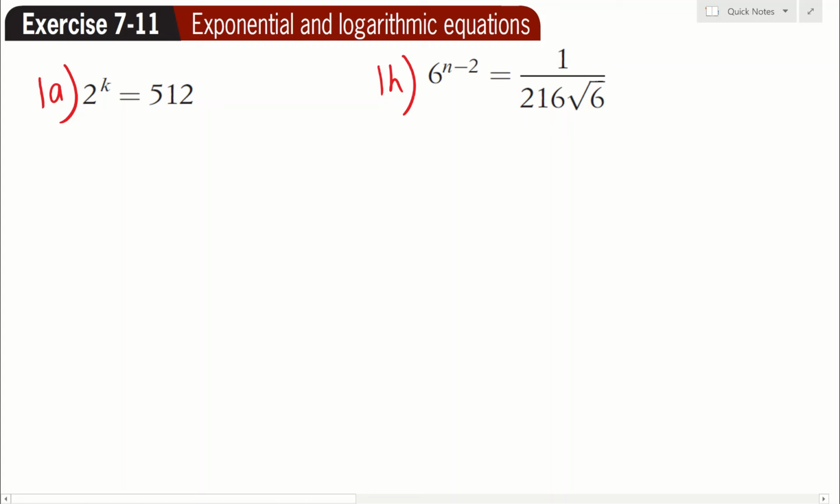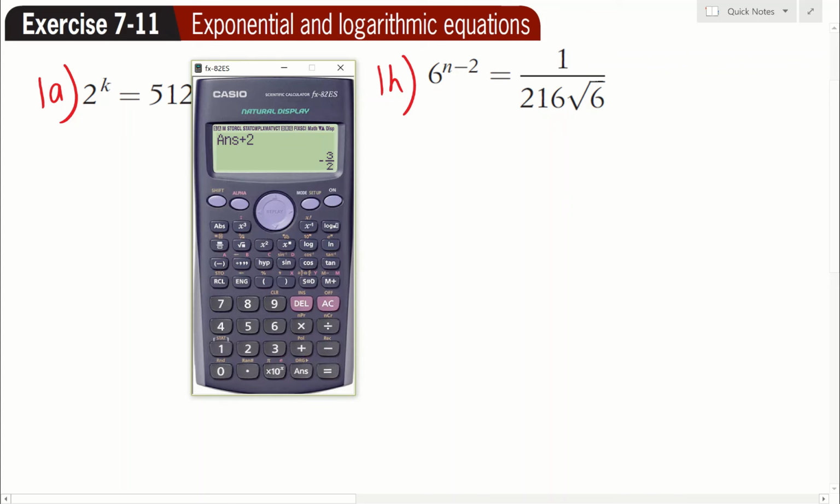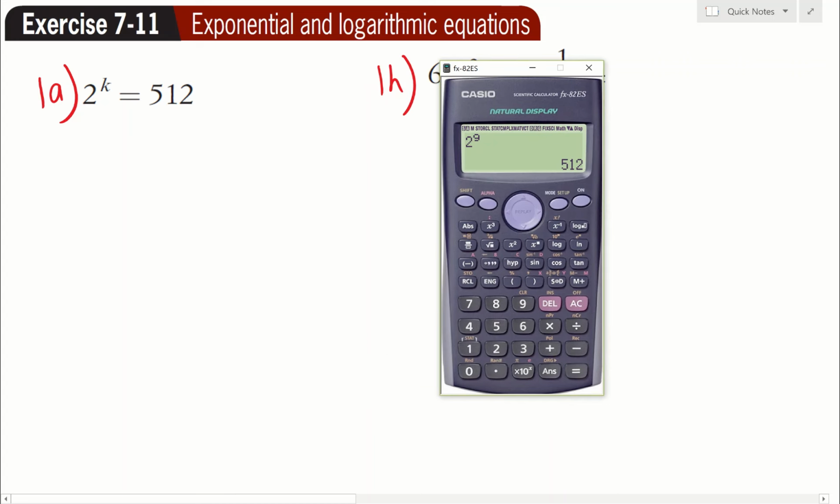This is 711. I'll just go over some of the beginning examples, so question 1a and 1h. If we look at that first example, 2 to the power of k equals 512, you might want to look at your calculator and just guess and check the answer. If you put a power in, you might want to guess it. So 2 to the power of 10 is 1024, so I'll go down 1, 2 to the power of 9. So 9 is going to be my answer from looking at the calculator guess and check method.